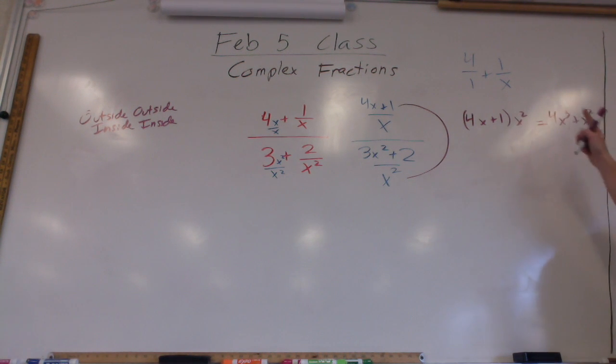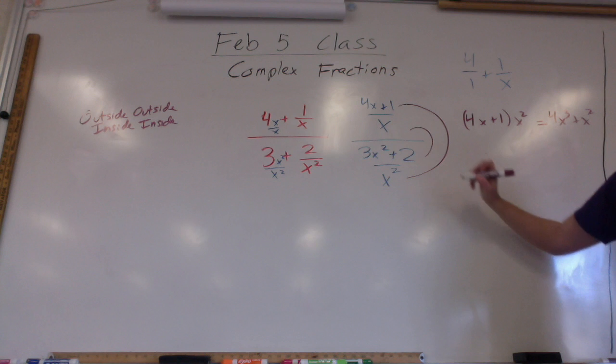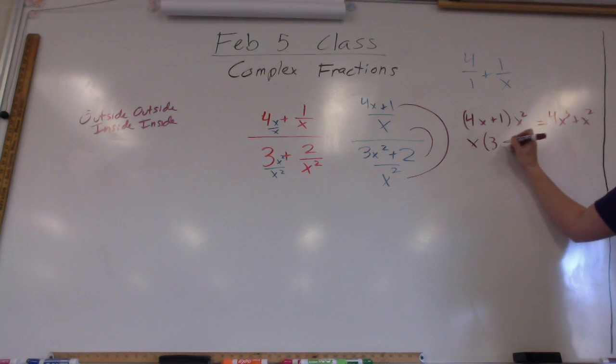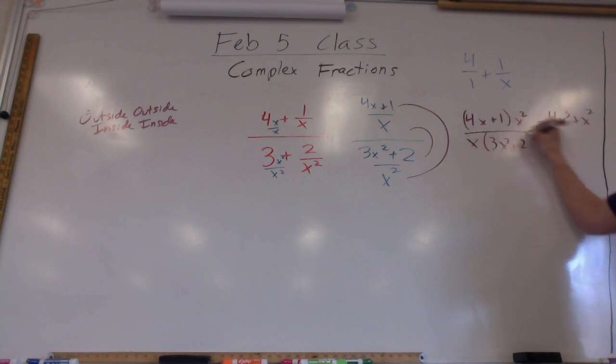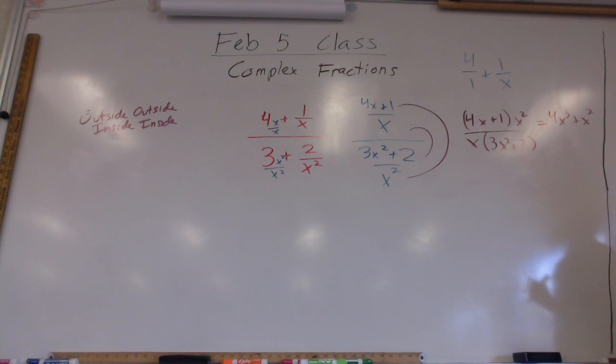All right, so that was outside. If I do inside times inside, I could have that x times all that other stuff, 3x squared plus 2. Then we could distribute: 3x cubed plus 2x. Now, some of you will want to leave it like that. It is not simplified as is.